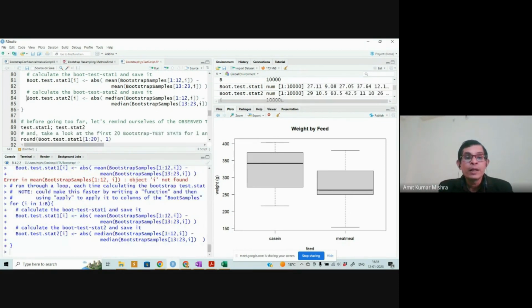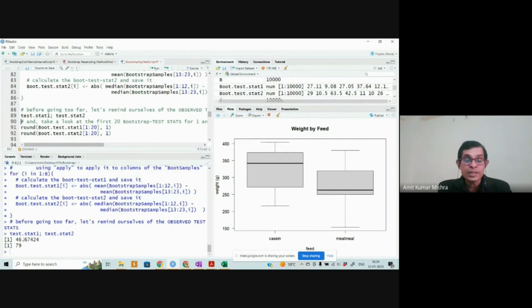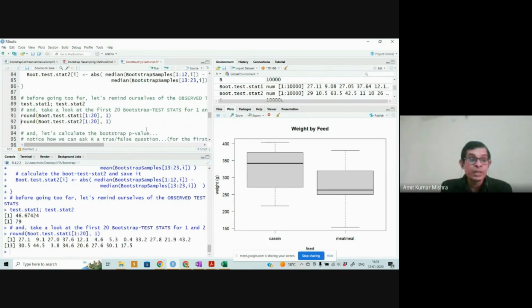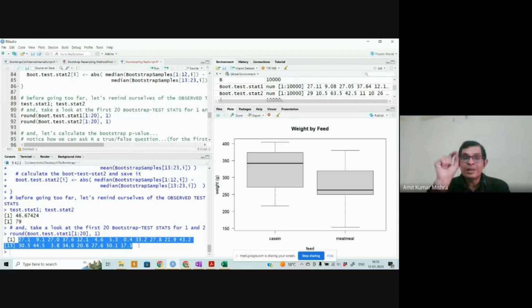And similarly, in the second, you need the difference of the medians. Now you write down, recall your test statistic from the original data set was 46.67, the difference of the mean, and the difference of the median was 79. So this was the original. Now you have all. If I show you some of the bootstrap differences, the first 20 for example, these are the first 20 bootstrap samples of the difference of means rounded to 1 decimal point.